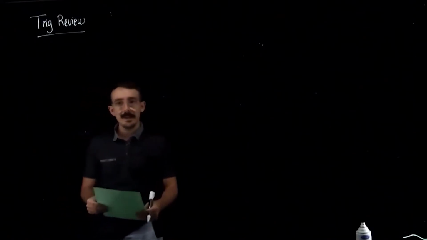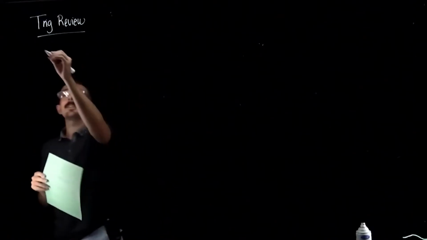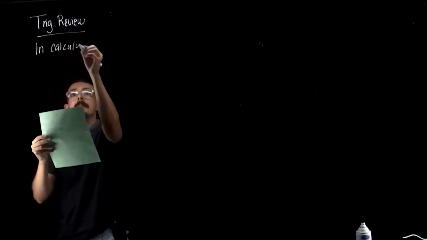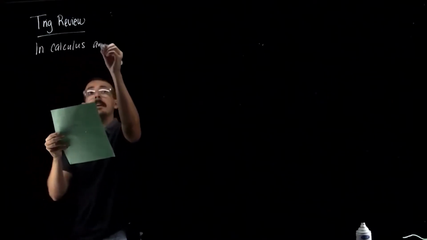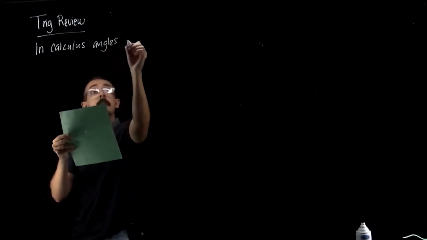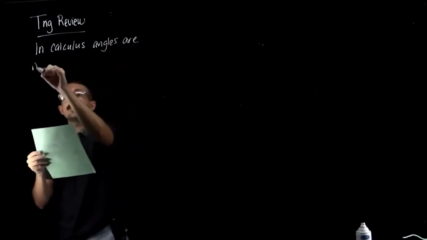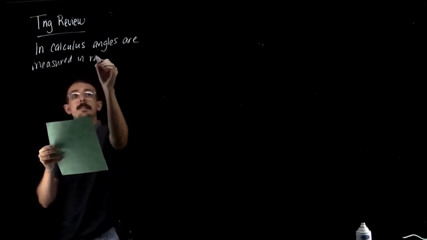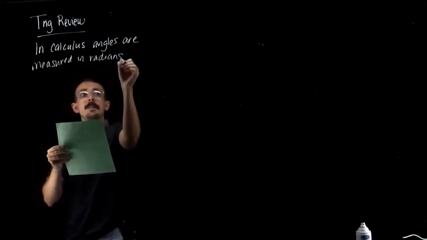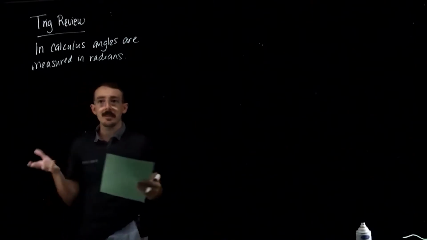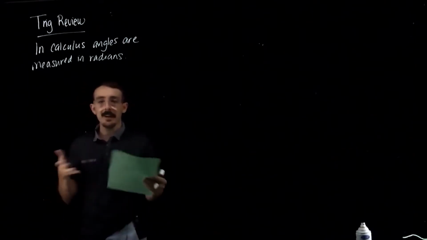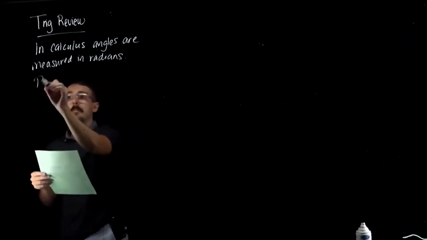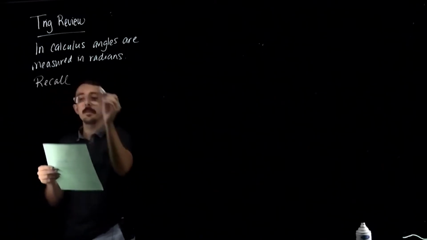All right, so let's begin our trig review. So typically in calculus, angles are measured in radians. That's not to say that we won't sometimes use degrees. In fact, I kind of freely go back and forth between the two. But you will need to know how to deal with both.